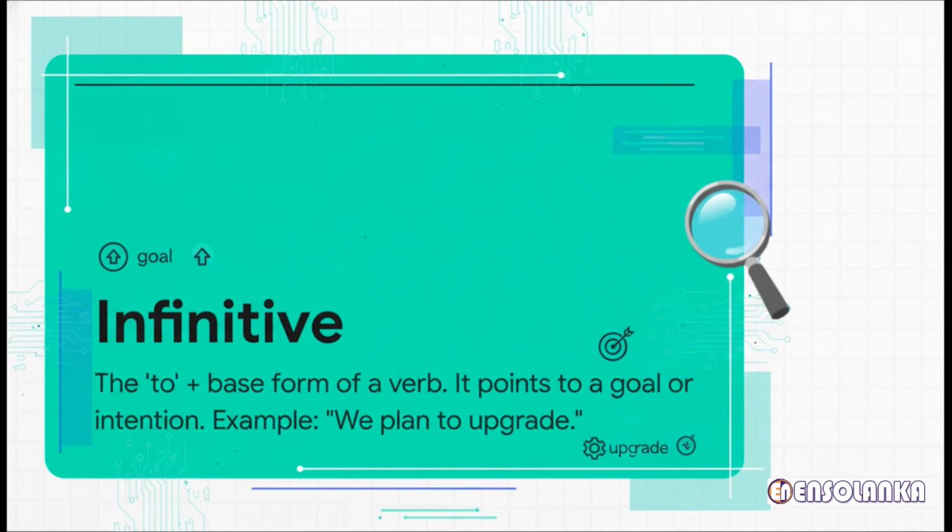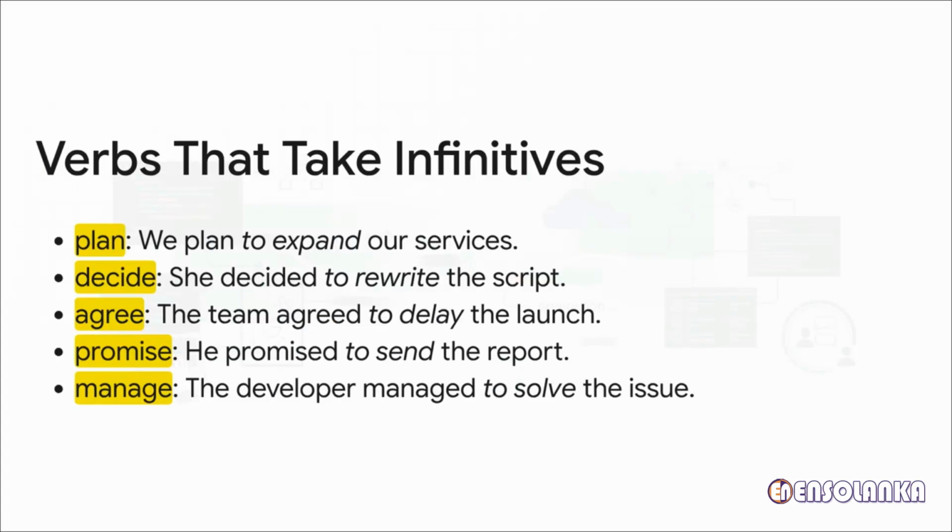In our example here, we plan to upgrade. The infinitive tells us the whole purpose of the plan. And you guessed it, just like with gerunds, some verbs are naturally followed by infinitives. These are usually verbs about thinking and deciding about the future. Plan, decide, agree, hope, promise. They're all setting up an expectation for an action that's going to happen next.